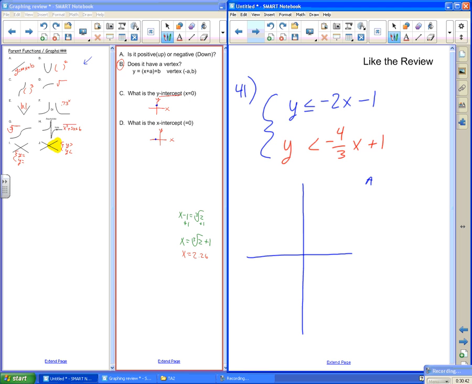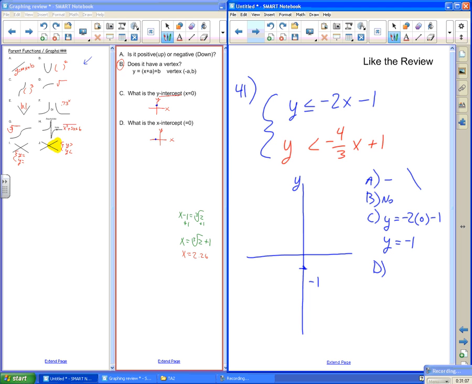A, is it positive or negative? It's a negative, so that means my line's going down. I'm doing the blue one up here. B, I don't have vertexes. C, plug in 0. Get -1. So I know for my y, I'm going to be at -1. That's one of my points.